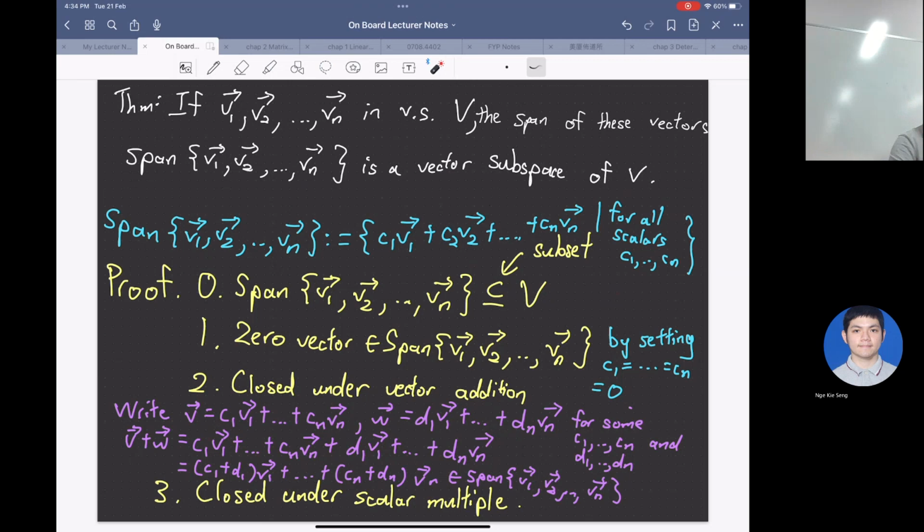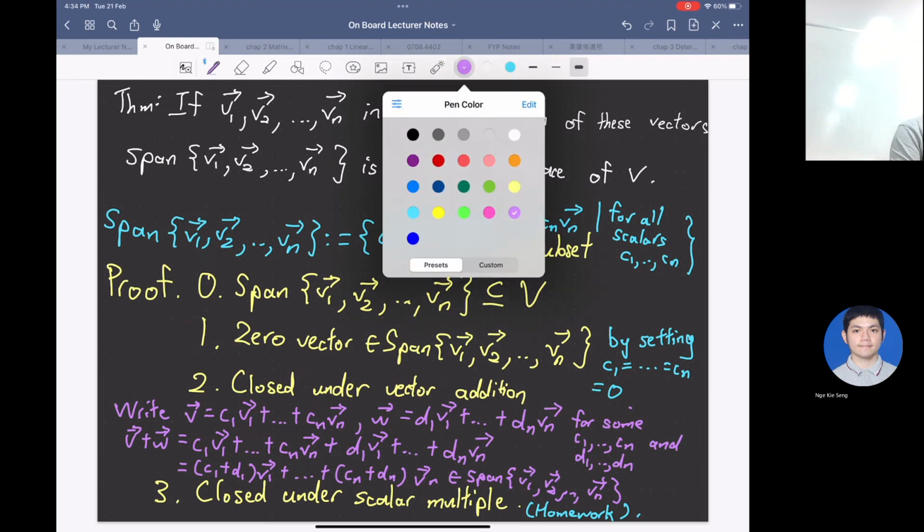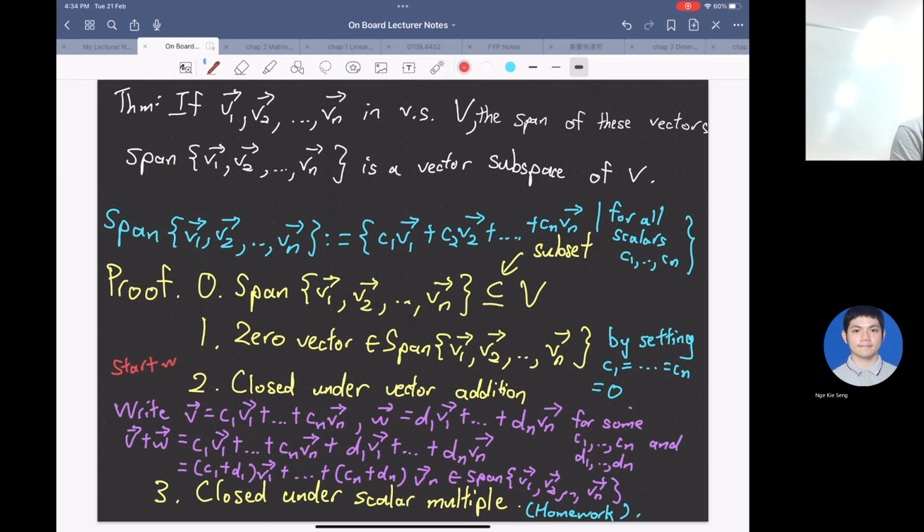I think you can try and do closed under scalar multiplication. This one you can do. The key here, in general, is to write down the general form of your element before you do the computation. So start with a general V and scalar C.